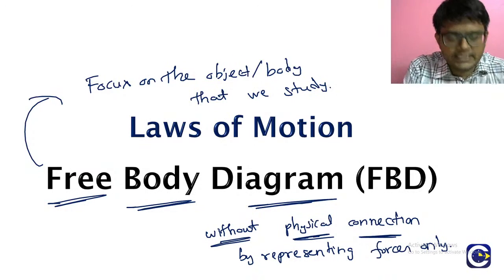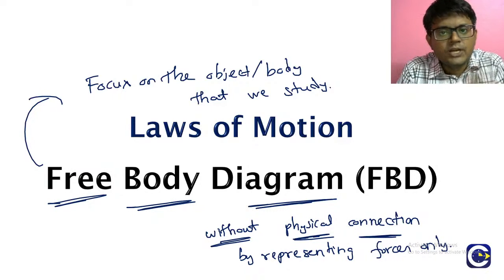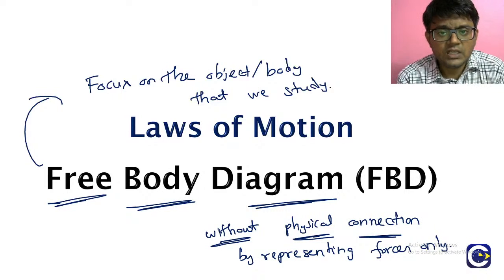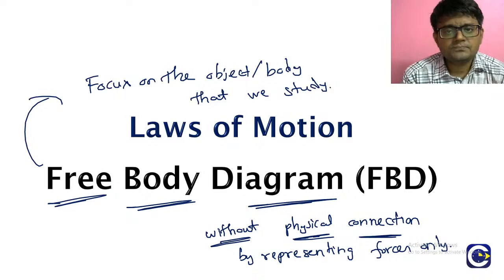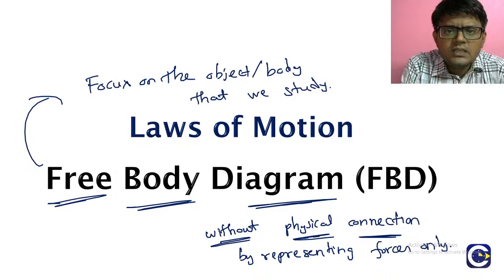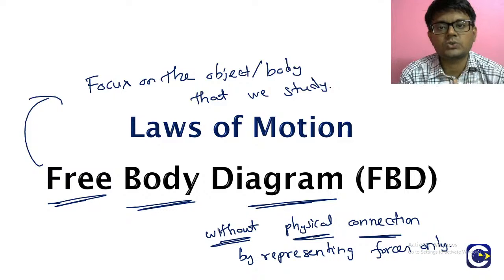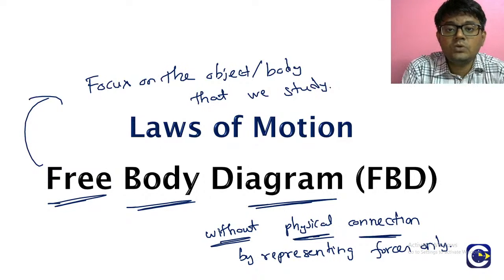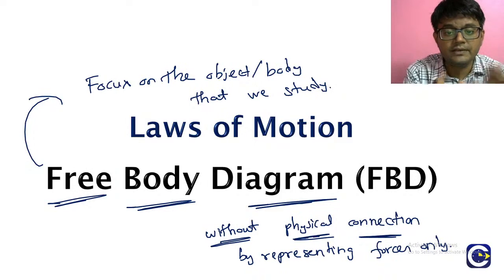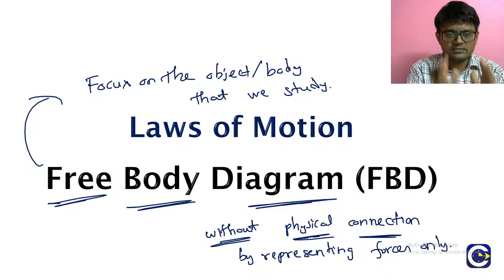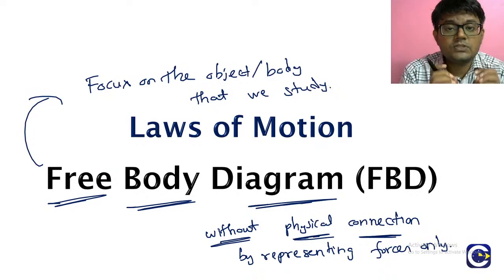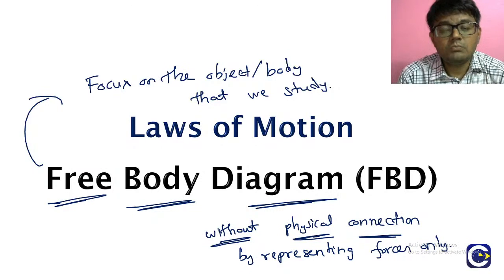If there is a physical connection, let's say a contact surface, due to that normal reaction will come. If there is a rough surface, friction also will come. So remove the physical connection, represent only the normal reaction, and if there is a rough surface, represent friction also. If you represent only the forces acting on the body by removing all the physical connections, we will get a neat diagram where we see just that object and all the forces acting on it. By that, it makes our job easy to study the motion of the body.